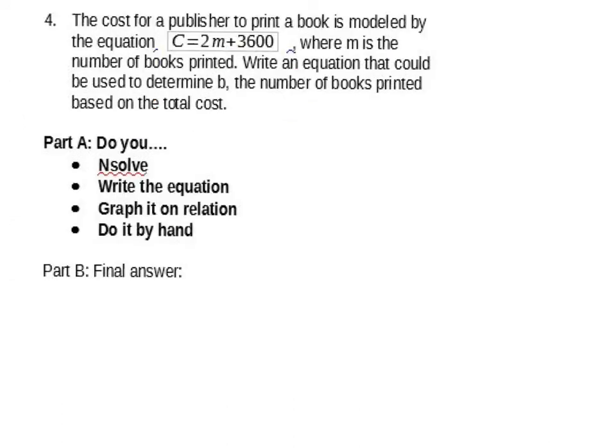The cost for a publisher to print a book is modeled by the equation C is equal to 2m plus 3600, where m is the number of books printed. Write an equation that could be used to determine m, the number of books printed based on the total cost.